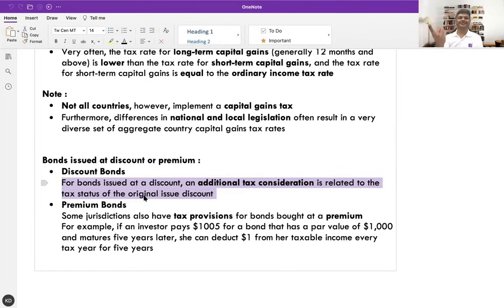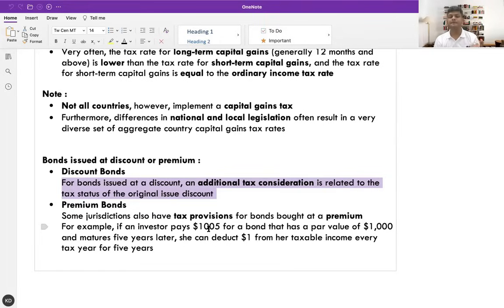Of course you won't receive, but you will get a set off. Yes, set off is what we call it. So you will be able to settle this loss against your gains. Some jurisdictions also have tax provisions for bonds bought at a premium. For example, if an investor pays 1,005 for a bond with 5 years to maturity and redeems at par, what is your total capital loss? $5 over 5 years, right? So every year, you can reduce your gains by $1. You can set it off.